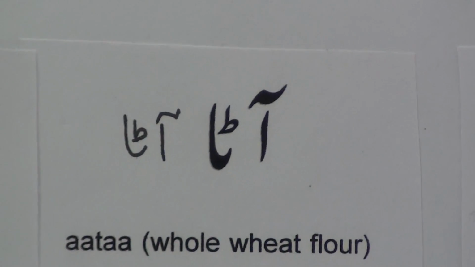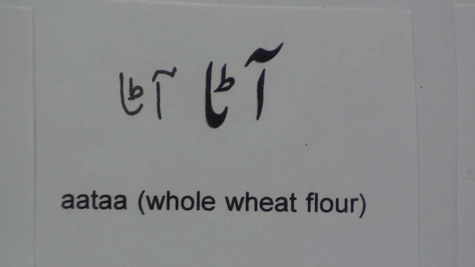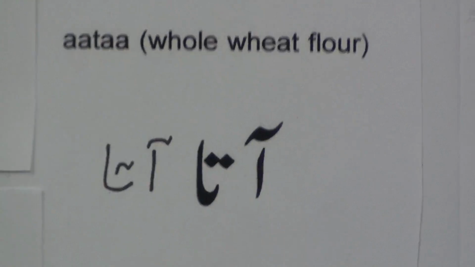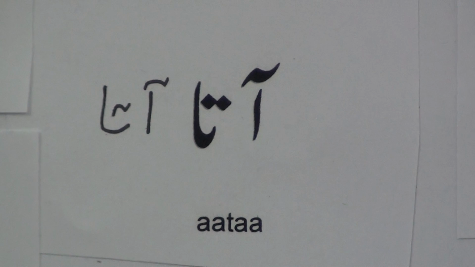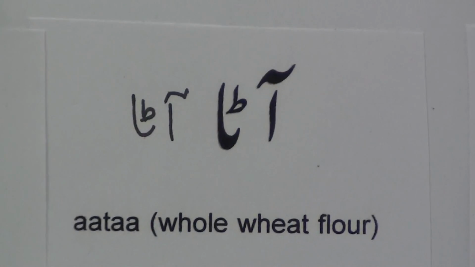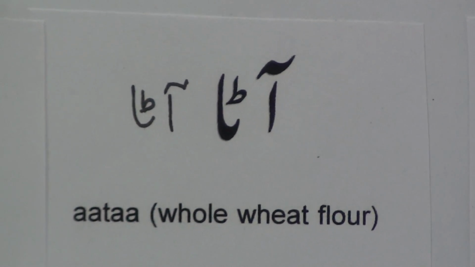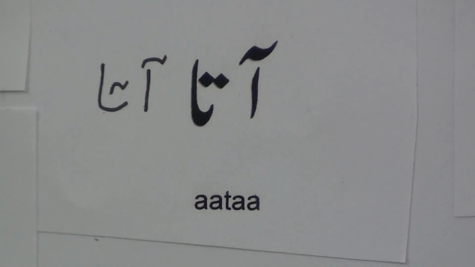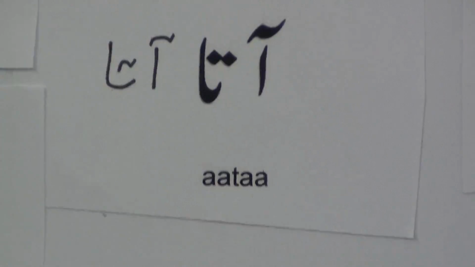This is atta. Atta means whole wheat flour. Atta. And this is ata. Now you feel the difference of sound in te and te. This is pronounced as ata, ata, ata, and this is ata, ata, ata.